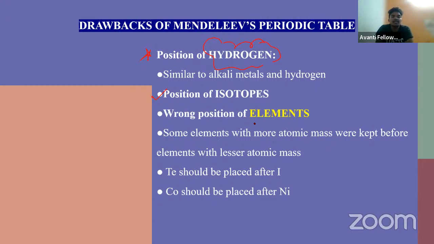Some elements have also been wrongly placed. Suppose you see tellurium and iodine: tellurium is 127 and iodine is 126, but tellurium was kept first and iodine second. He didn't give any proper explanation. He said tellurium and iodine have the same physical properties, so that's why he kept them there. But he forgot on what basis he formulated the periodic table. He formulated it based upon atomic weight, but he ignored the significance of atomic weight and focused on chemical properties, without giving a reason for it.